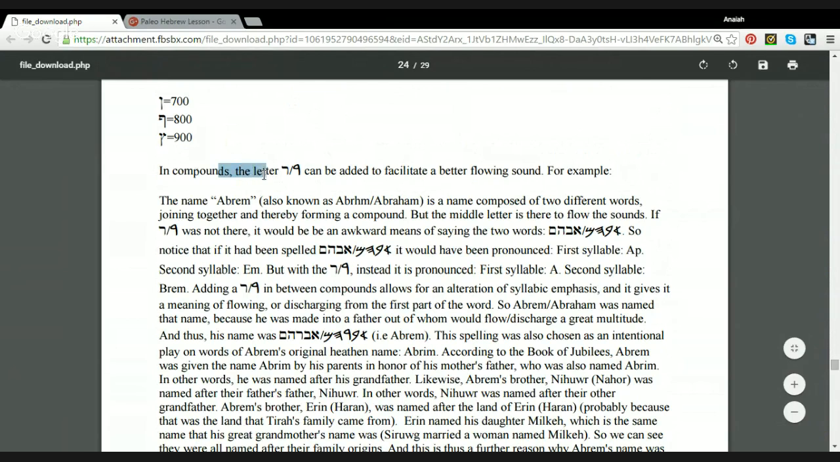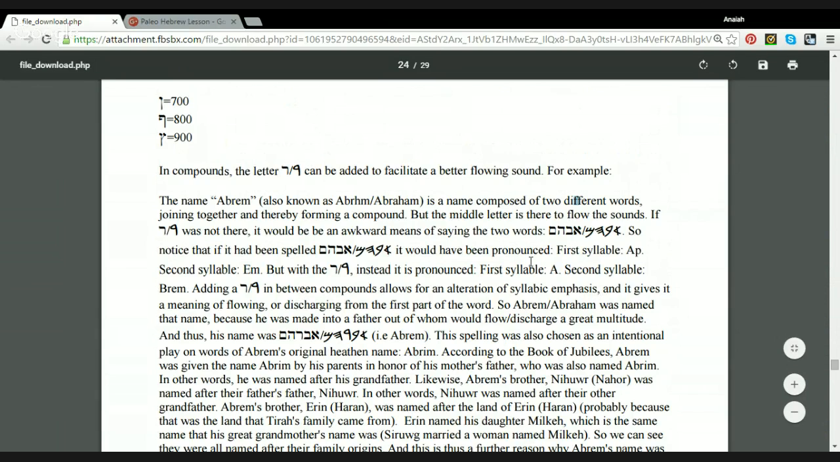So in compounds, the letter resh can be added to facilitate a better flowing sound. For example, Abraham is a name composed of two different words joined together, thereby forming a compound. But the middle letter is there to flow the sounds. Resh is in the middle for flow of sound. If it was not there, it would be an awkward means of saying the two words. It would be like saying Abem or Apem.